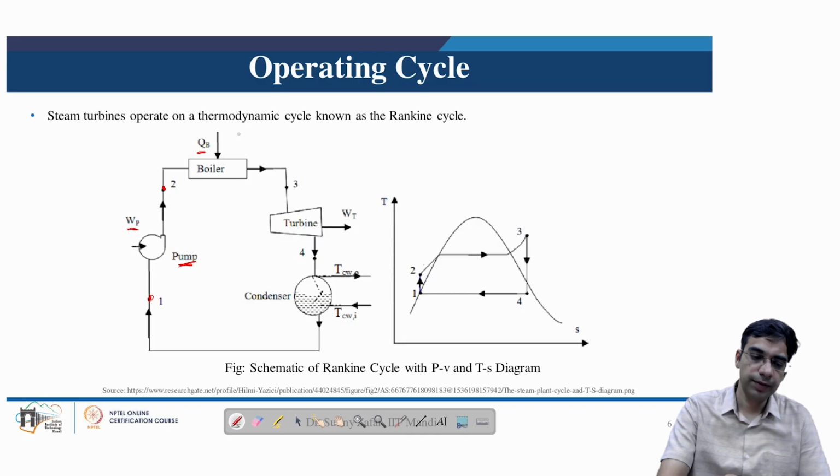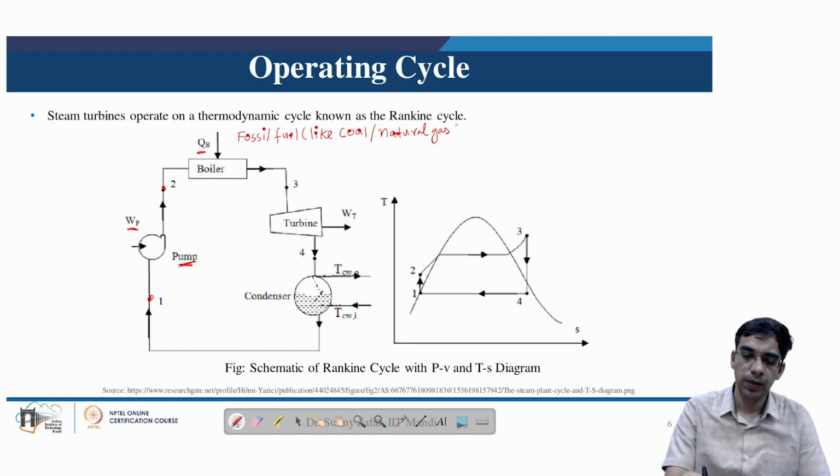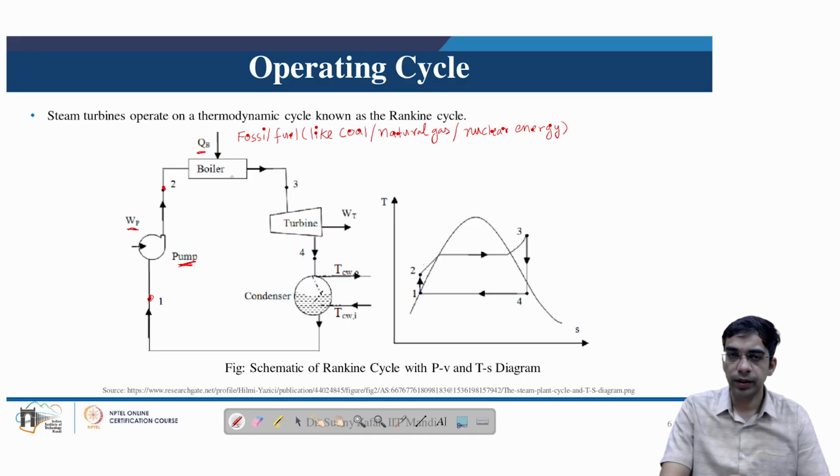This heat addition, as discussed previously, can take place either from a fossil fuel based energy source like coal, natural gas, or it can be nuclear energy. This heat addition in the boiler converts the liquid water into steam, that is the gaseous state of water. The heat addition is taking place from 2 to 3, and then this high pressure steam is allowed to expand from 3 to 4 over this turbine. So this is the steam turbine.